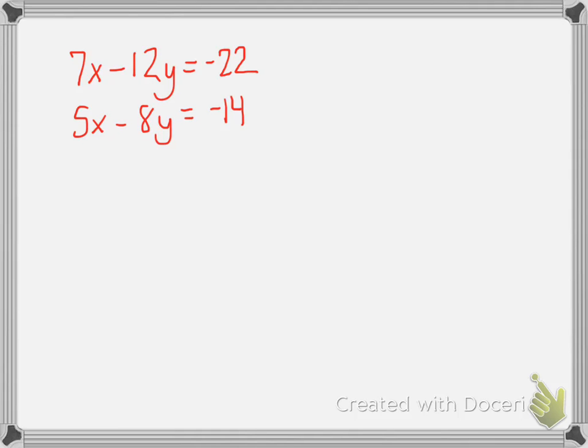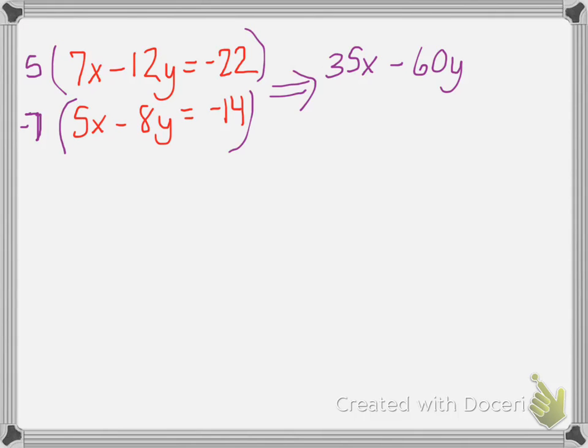Okay, so I'm going to go ahead and multiply this top one by 5 and the bottom one by 7, but the problem is I need one of those to be a negative. It doesn't matter which one you make a negative. I'll just go ahead and make the 7 a negative, but you could have made the 5 a negative. I just want one of them to be a negative so that they eliminate. So 5 times 7 is 35x minus, let's see, that's 60.